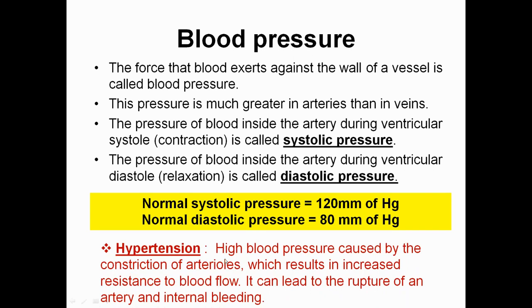Hypertension is when a person has high blood pressure caused by constriction of the arteries. Arteries are quite narrow in the human, which results in increased resistance to blood flow. It can lead to rupture of the artery and internal bleeding. This is a very, very serious condition where the blood pressure is quite high, and you may have noticed that an elderly person in your home might be suffering from this, that is hypertension.